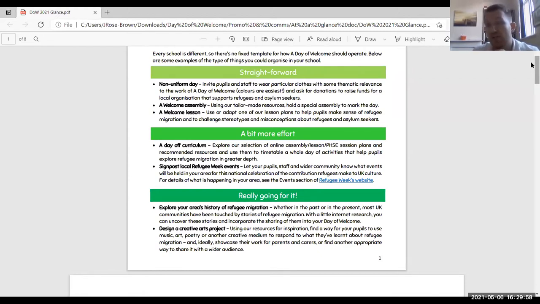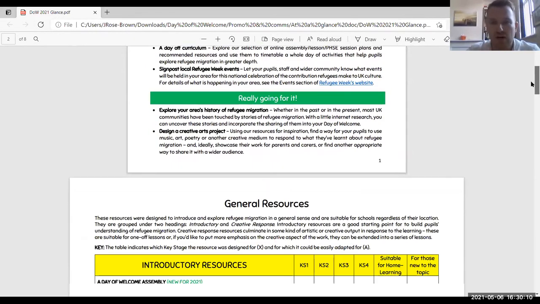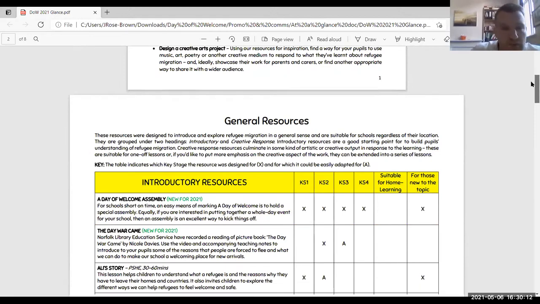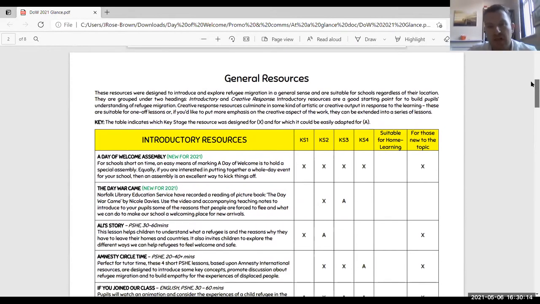A lot of our resources have a creative outcome, so the children and young people are responding artistically or imaginatively to what they're learning at the end, creating poetry, videos, artwork, which is all good for sharing with the community and with the wider network. So if I scroll down, I can see that most people are not in the east of England.